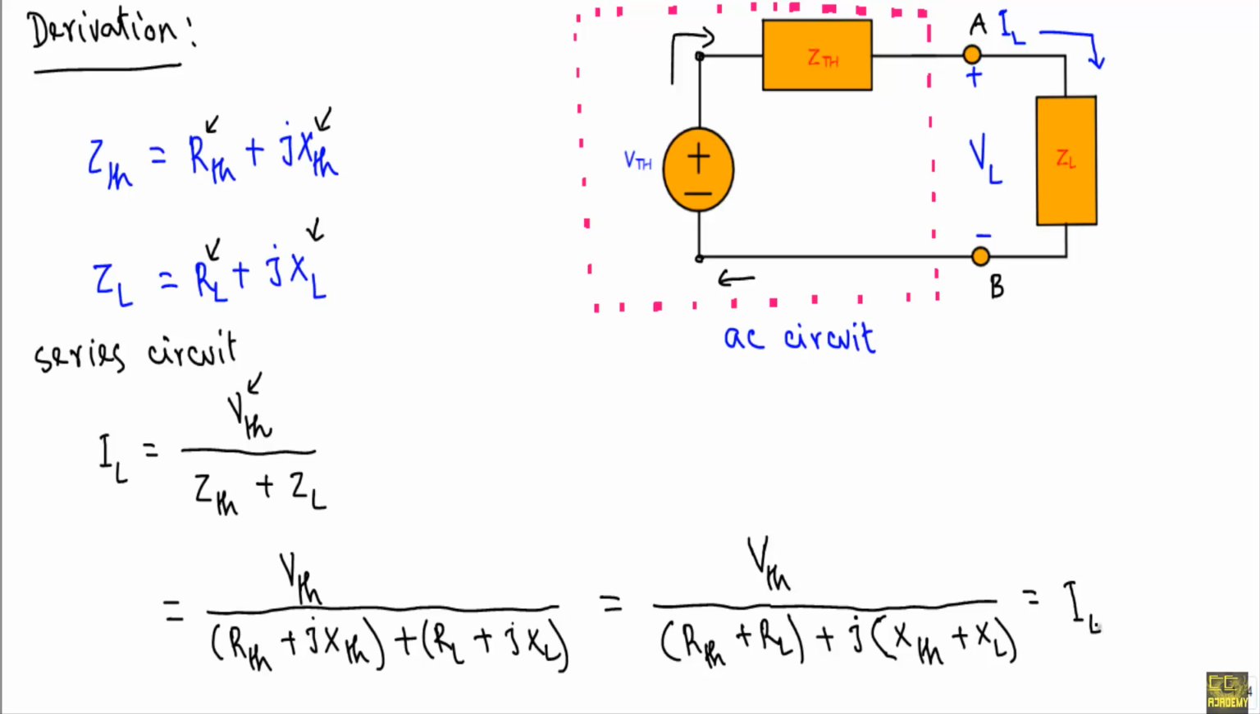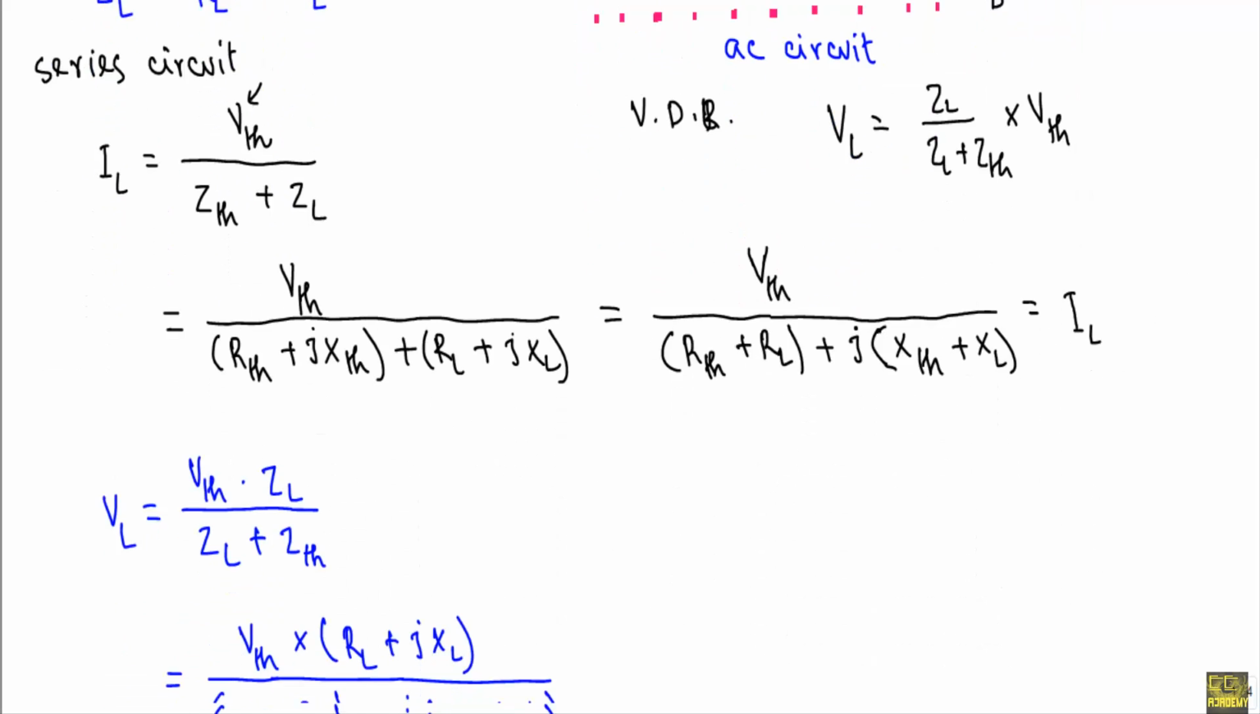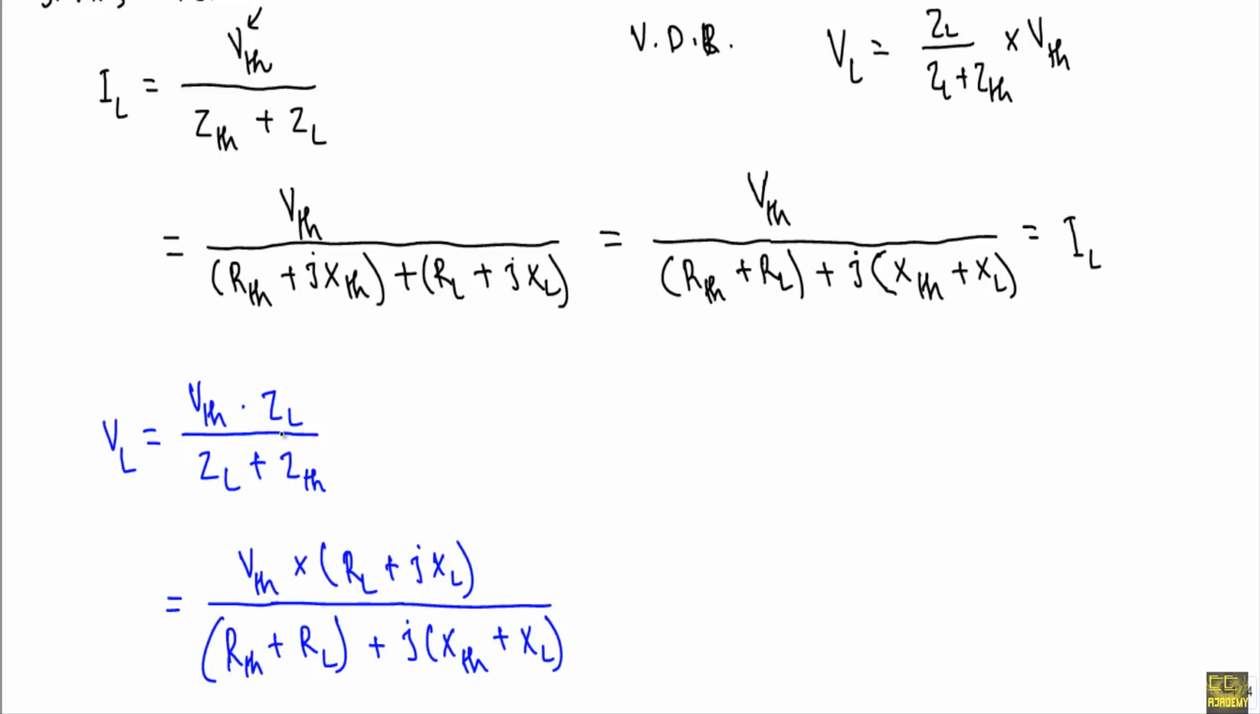in the circuit. Now see, the voltage across this A and B terminal is VL. If I use voltage divider rule, I can calculate VL. VL will be equal to ZL over ZL plus ZTH into VTH. So here VL will be equal to VTH into ZL over ZL plus ZTH. We use voltage divider rule here.